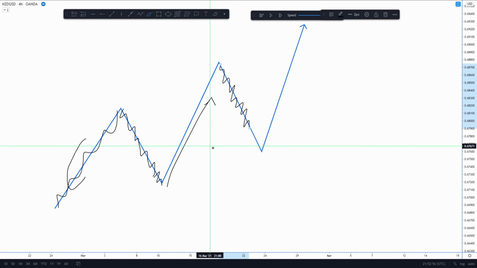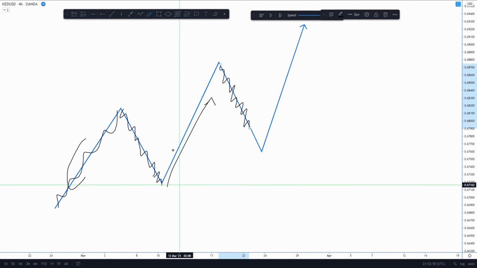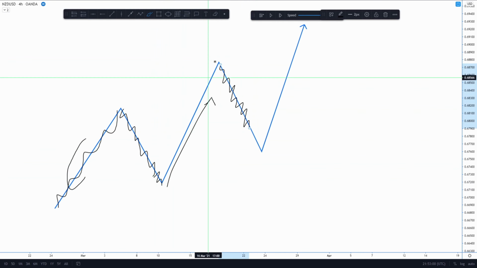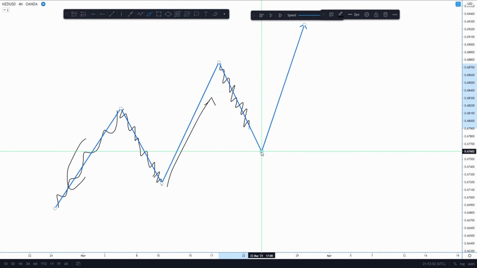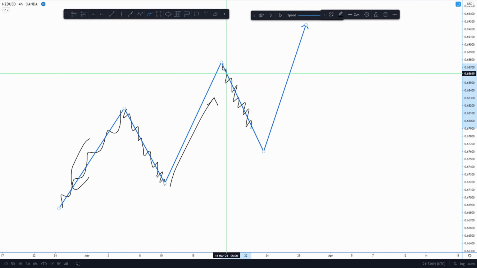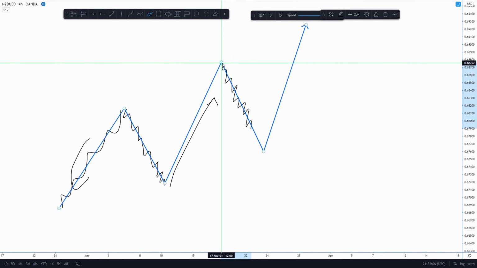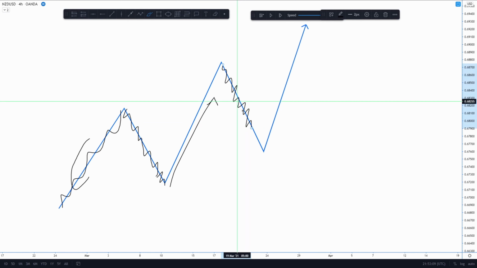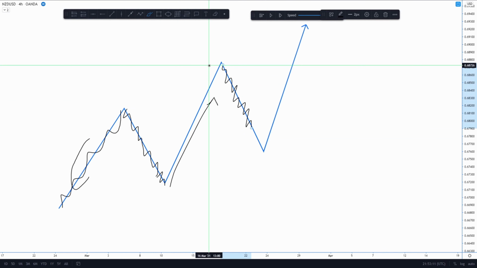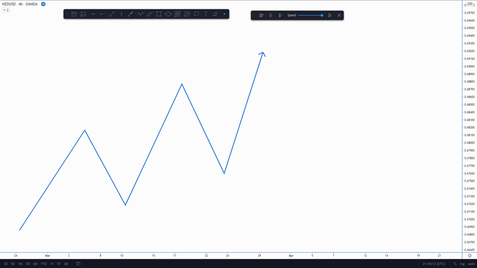Now, the way we can tell what's an impulse and what is a correction is that the impulse waves are bigger than the corrections. And also, these corrections tend to take their time. They tend to take a bit longer than the impulse waves. Okay, now with that in mind, we can then use this naked price structure in order to give us an idea of where price may potentially go.